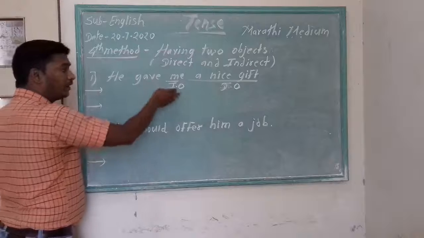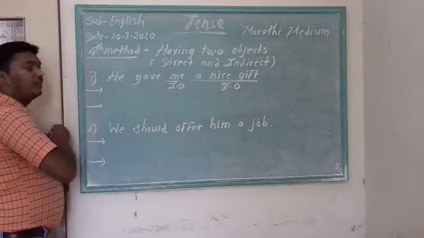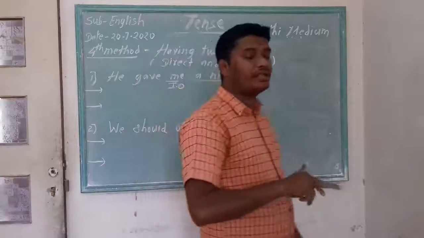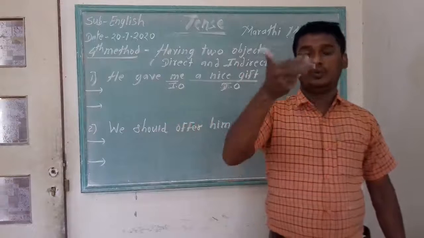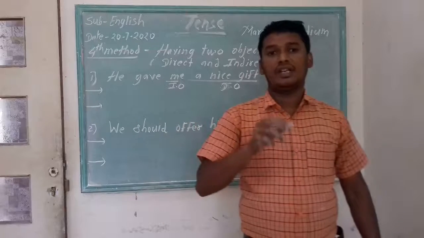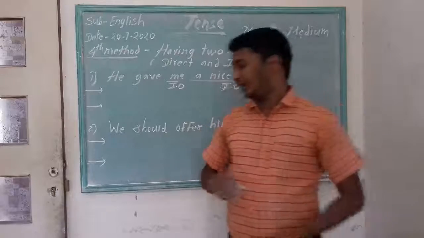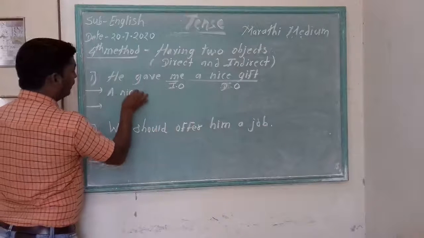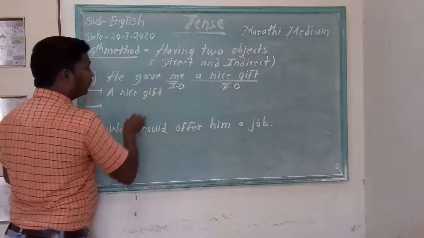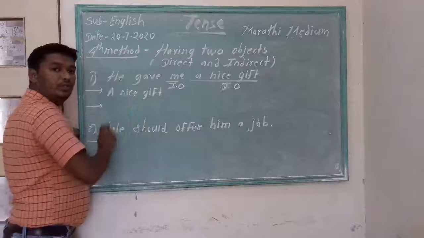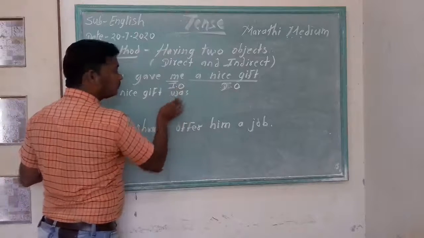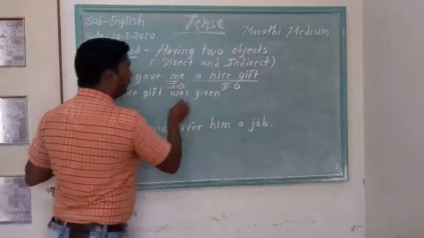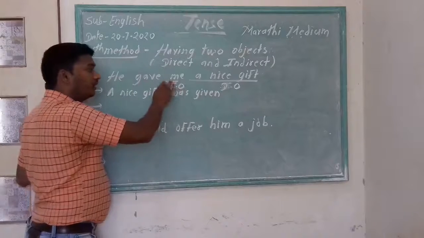We can take direct object in one sentence and indirect object in the other sentence. It means we can convert this active voice into passive voice in two ways, by taking direct object in one sentence and by taking indirect object in the second sentence. First, take direct object, a nice gift. Then take the proper auxiliary according to the tense. Then change gave into past participle, given.